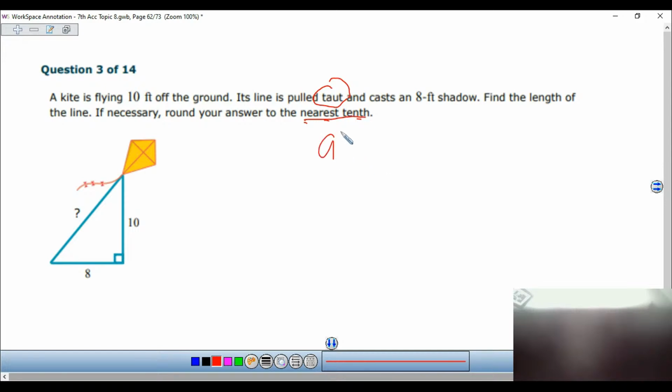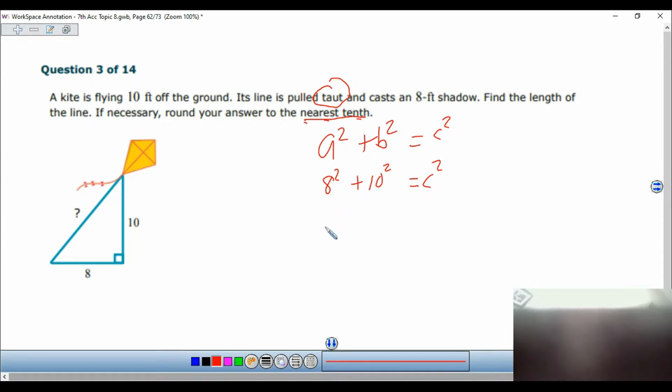So it's still going to be a squared plus b squared equals c squared. We have a and b, so we have 8 squared plus 10 squared equals c squared.